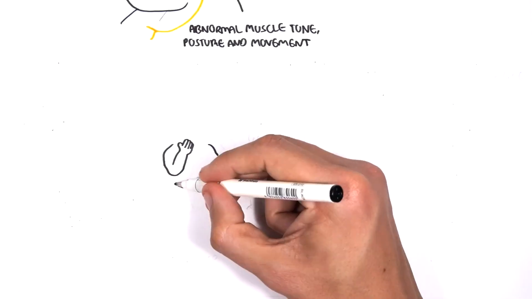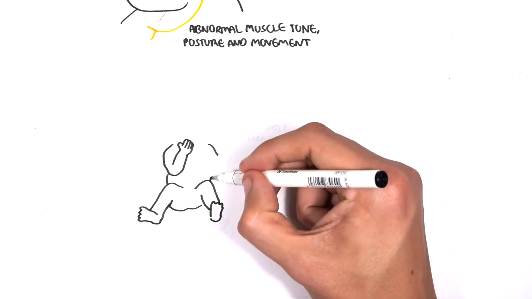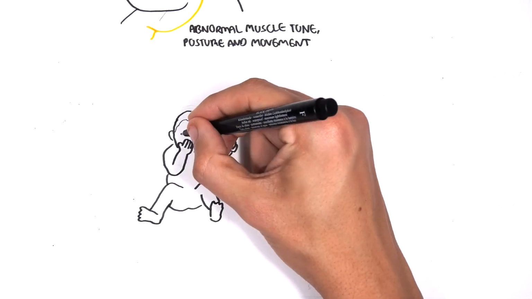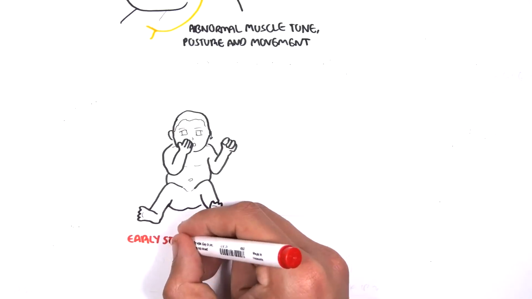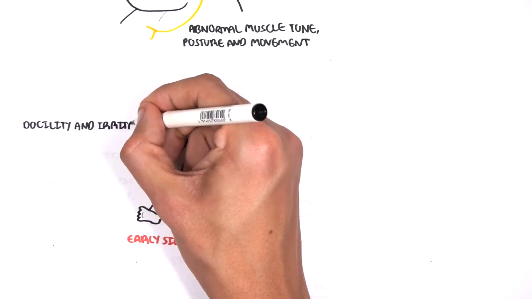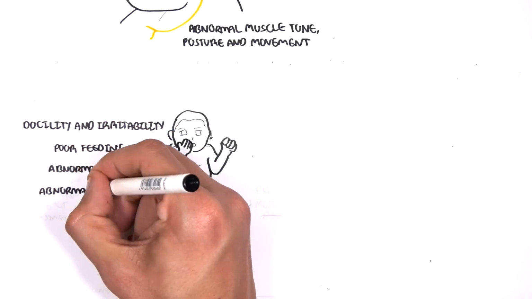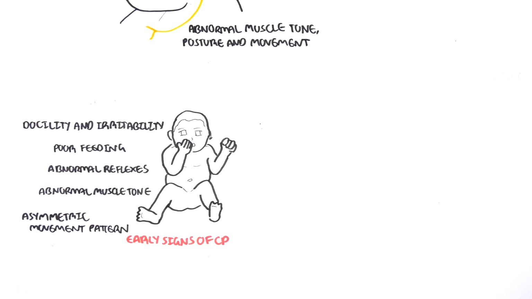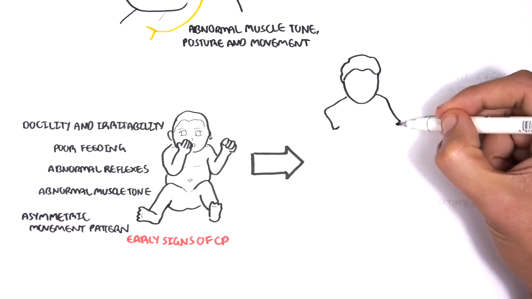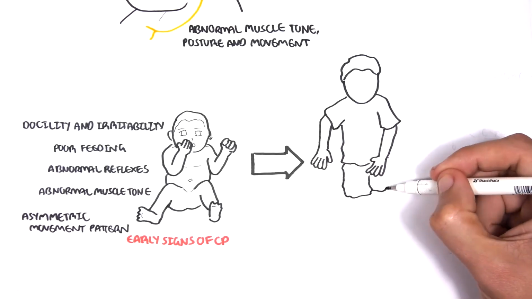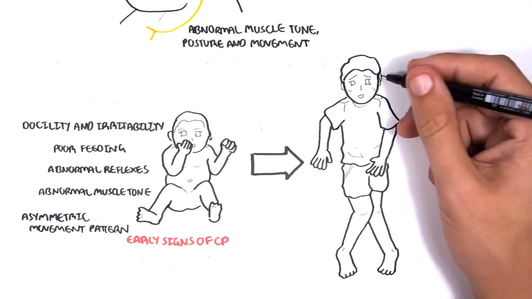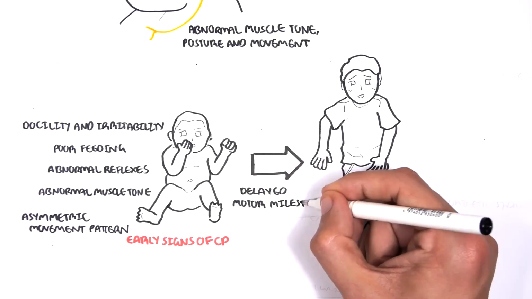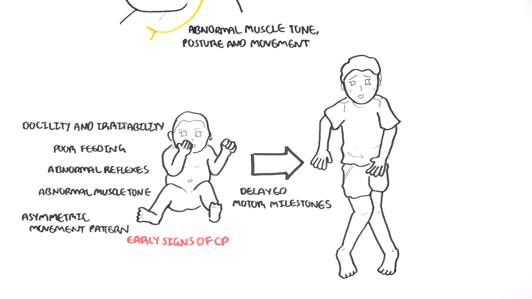Again, cerebral palsy is a disorder that manifests shortly after birth. Early signs of cerebral palsy include docility and irritability, poor feeding, abnormal reflexes, abnormal muscle tone, asymmetrical movement patterns. But of course, these signs can be missed and thought of as normal until the baby has grown. And that is why it is important to monitor for delays in motor milestones.